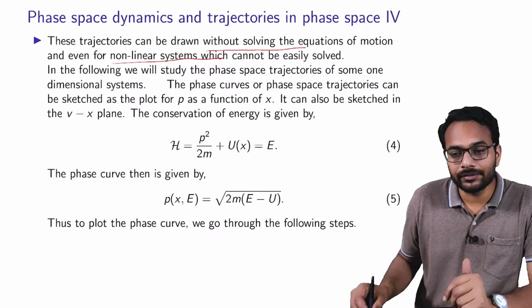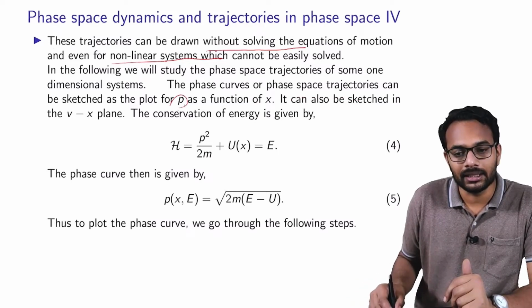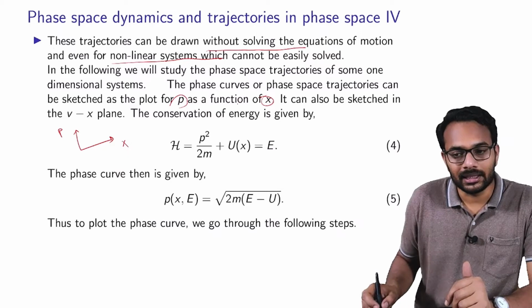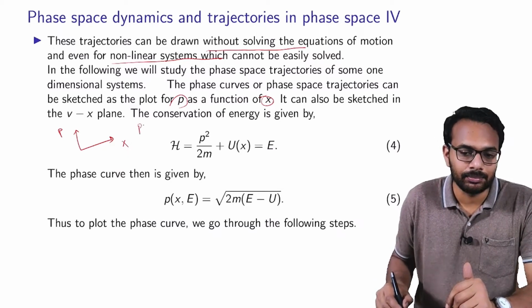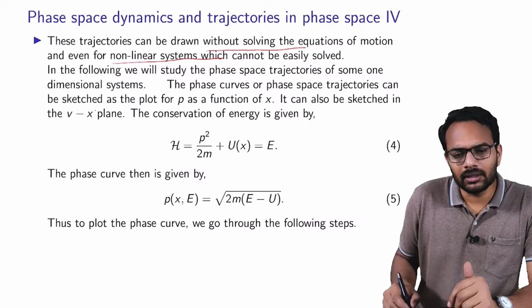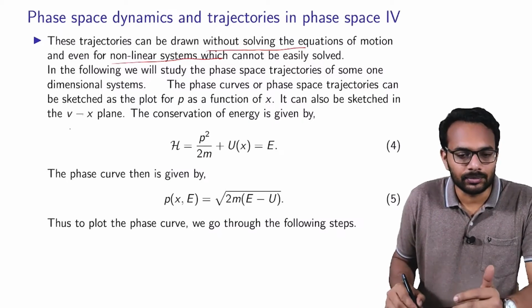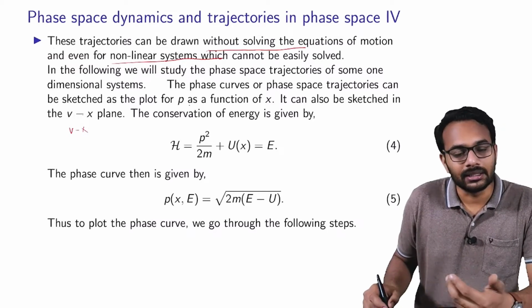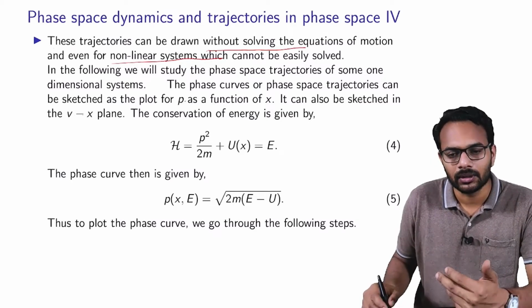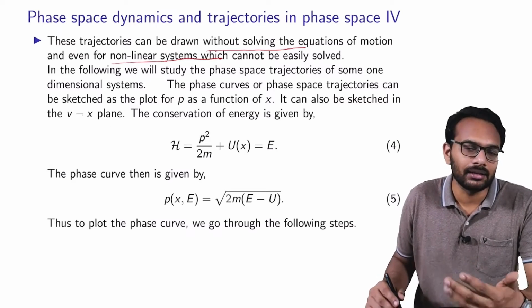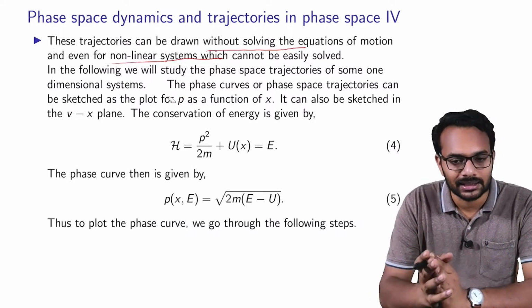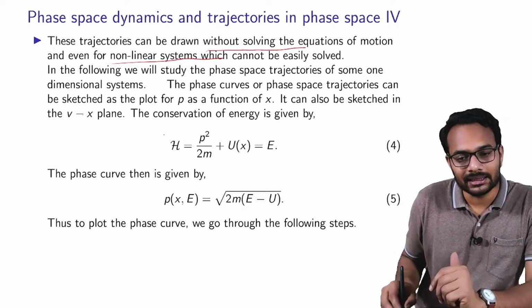The phase curves or phase space trajectories can be sketched as a plot of p as a function of x. Because we have got the phase space, we have got p and x. So basically what you need is to obtain the phase space trajectories p as a function of x, or x as a function of p. Often it's also sketched in the v-x plane. So either it's in the p-x plane or the v-x plane. In both cases the qualitative behavior is the same, because for the cases that we'll discuss, p and v are related by a constant m. So whether you take p or v, the qualitative behavior in most cases will remain the same.